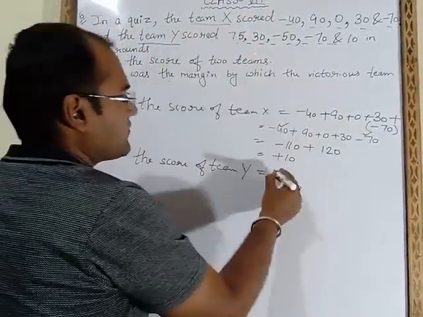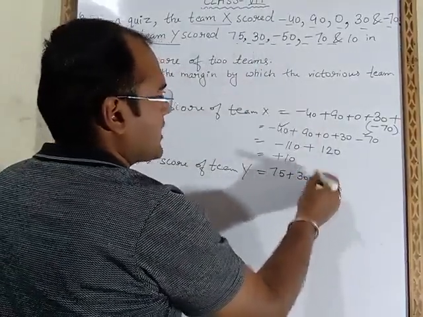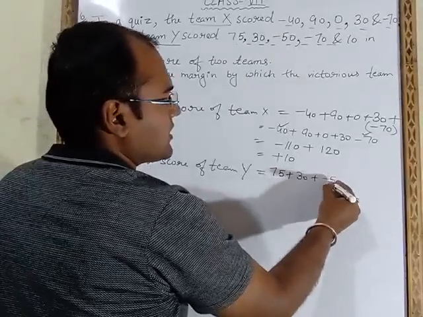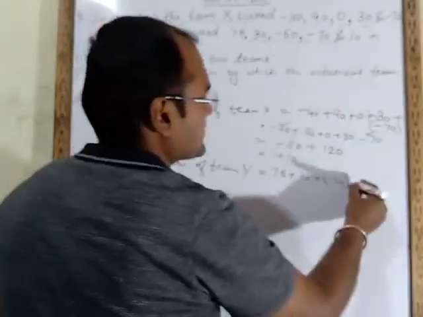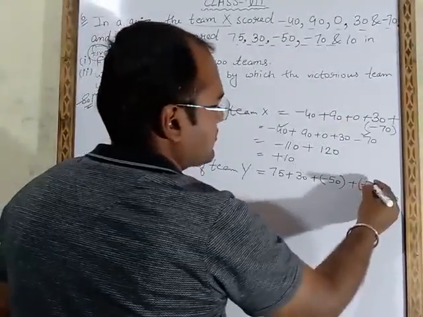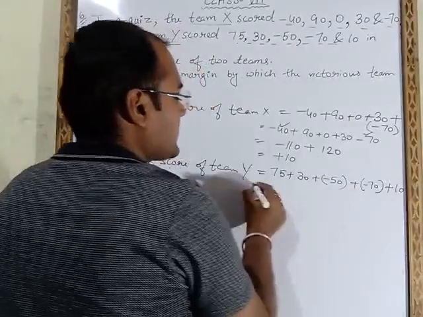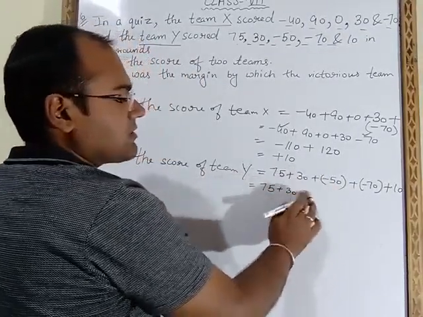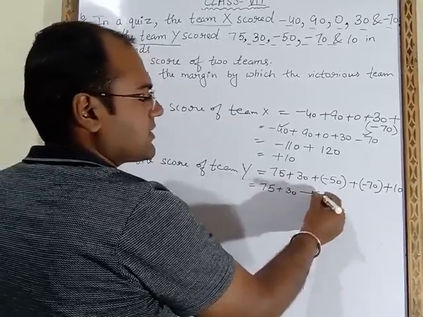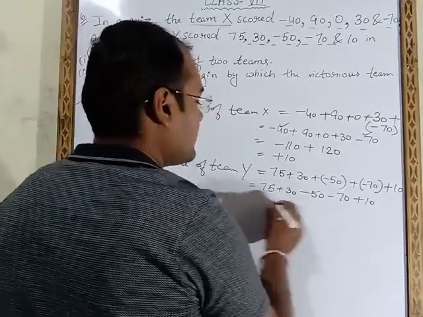Team Y. In first round they got 75. Then second round 30. Plus third round is minus 50. So two signs are coming together, we have to take in bracket. Plus minus 70 is there, so we have to take in bracket. Plus fifth round they got 10 marks. Now 75 plus 30, plus and minus will become minus 50. Plus minus minus 70 plus 10.